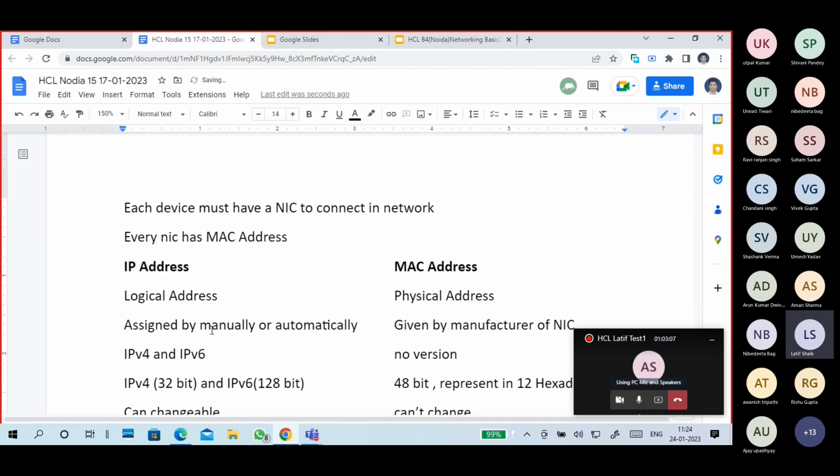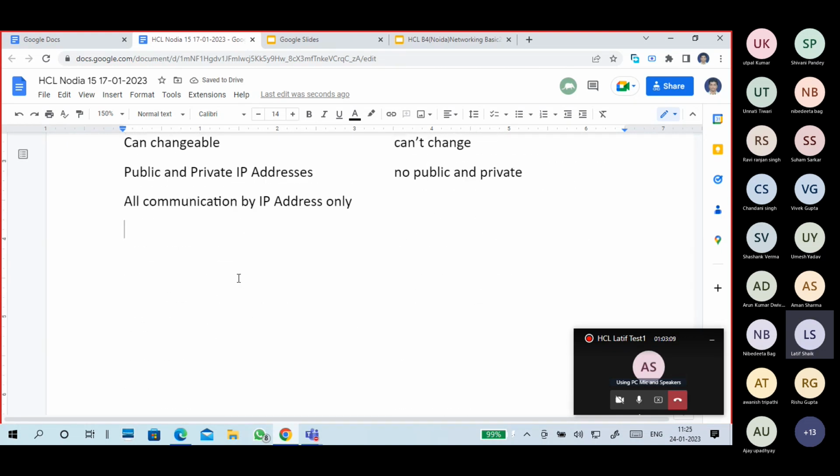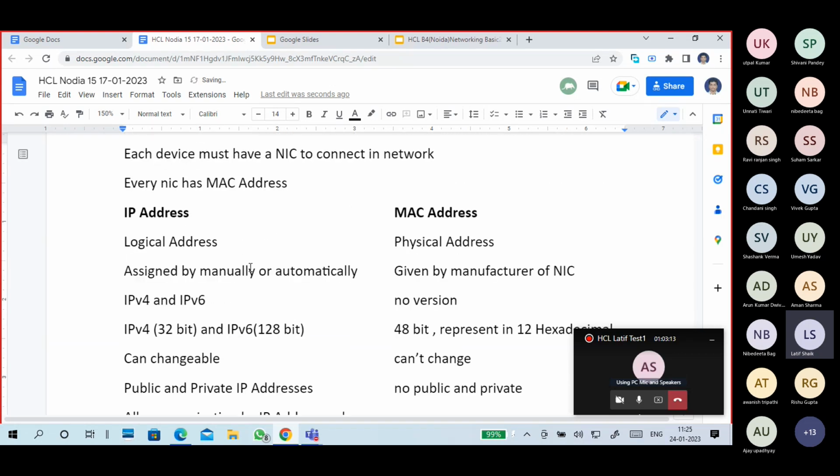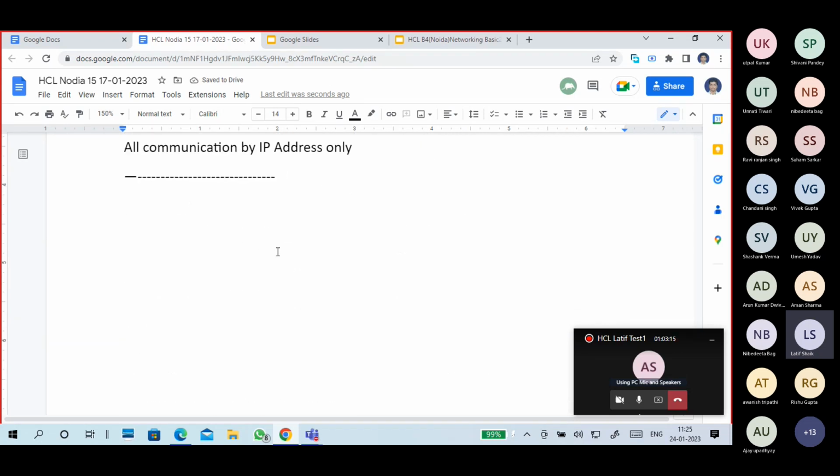Okay. So this is the IP address and MAC address difference. Guys, understand somewhat at least. Recollect your MAC address memory.